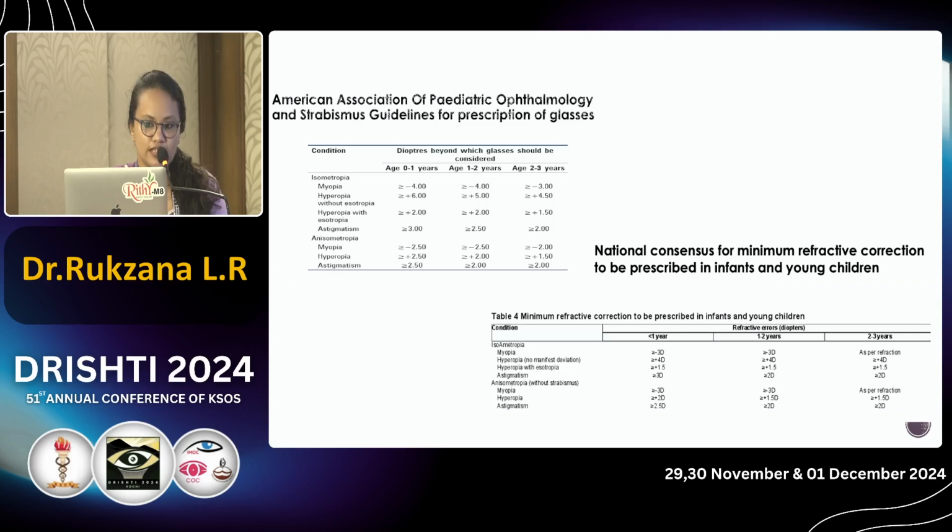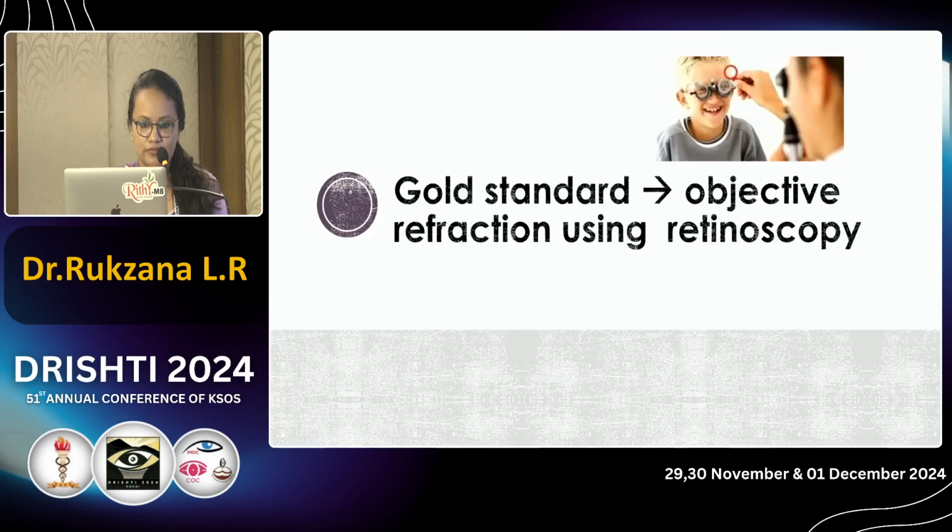The American Association of Pediatric Ophthalmology and Strabismus has guidelines for prescription of glasses, and they have classified the children according to age, and the diopters beyond which the glasses should be prescribed are considered depending upon the refractive error of the child. There is also a national consensus for the minimum refractive correction to be prescribed in infants and young children. We'll be dealing with it in the coming section. The gold standard is always objective refraction using retinoscopy.